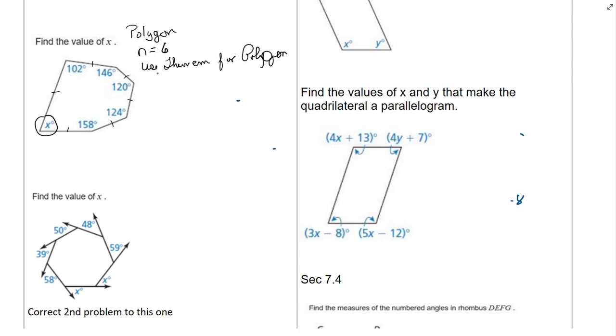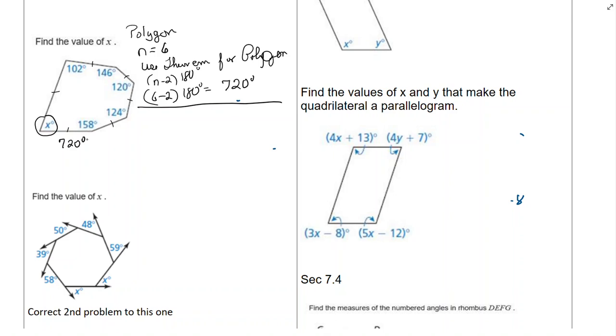Polygon, which is n minus 2 times the 180. Okay, so I have 6 minus 2 times the 180 degrees, 720 degrees. So, now that I have that, I can now structure my problem.